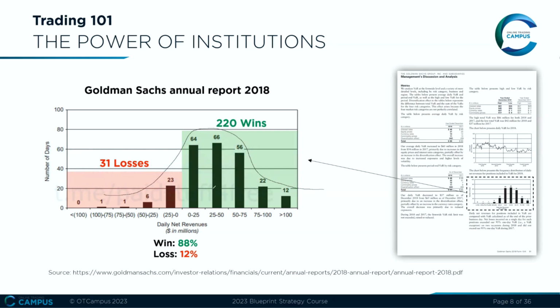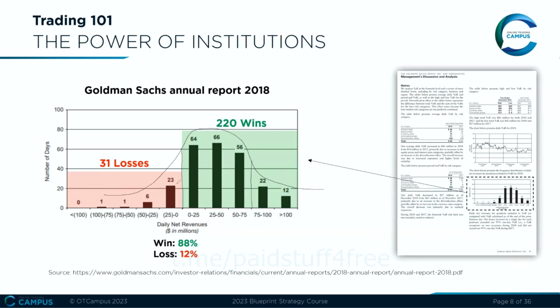Now, this bell curve indicates the normal distribution of their trades, right? You can see that normally, statistically speaking, they are doing extremely well. Most of their trading days end with positive daily net revenues. In fact, they have 220 wins in the year of 2018, and they have 31 losses only in the year of 2018.